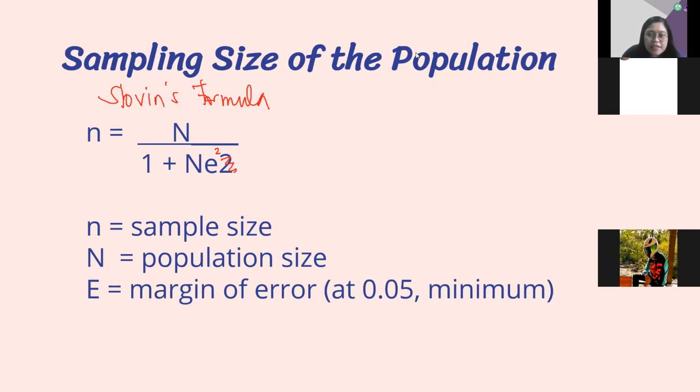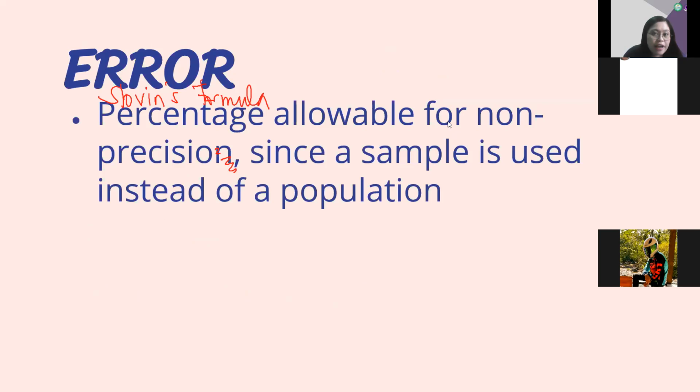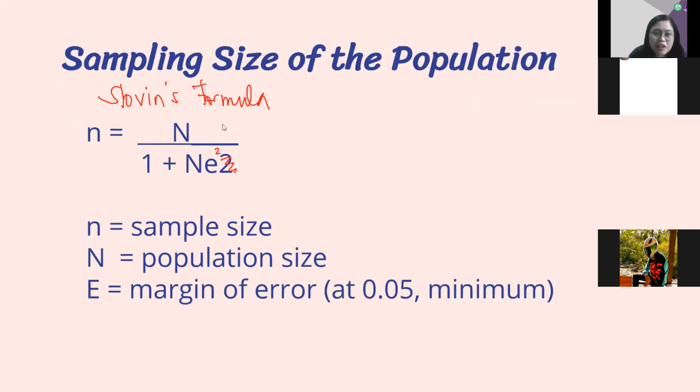So actually, since we are just doing sampling, we will be giving a room for error. So kung population kasi, 100% talaga yon. But since we are just getting a representative, hindi lahat yung itetest natin, syempre automatic yan siya na meron tayong room na i-allow for non-precision. So yan yung error na yan. And our minimum is 5%. So that is computed as 0.05. Okay?